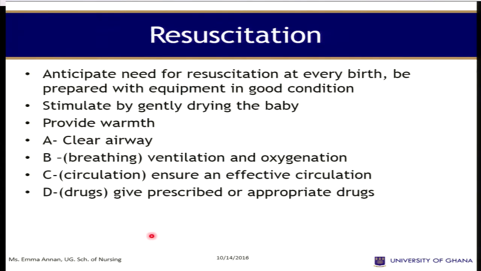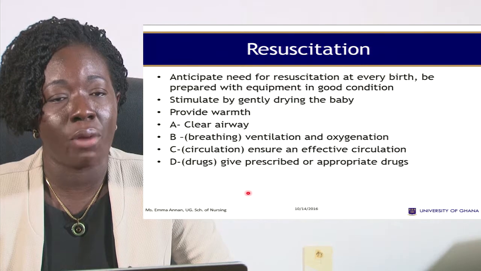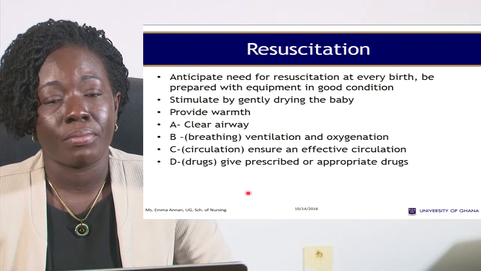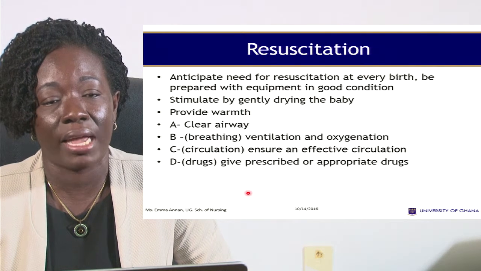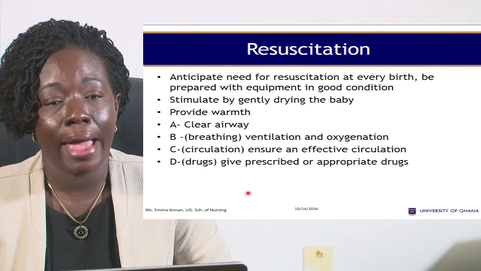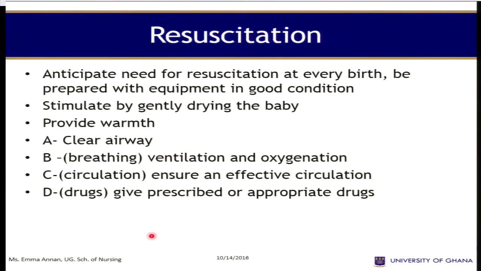So what do you do? Usually you stimulate the baby gently by drying. You provide warmth, you cover the baby, you clear the airway, and we know how to clear the airway: you suction. You also make sure there is ventilation and oxygenation, ensure effective circulation, and give drugs. You can give prescribed drugs. We have the detailed one here that you can look at later on.